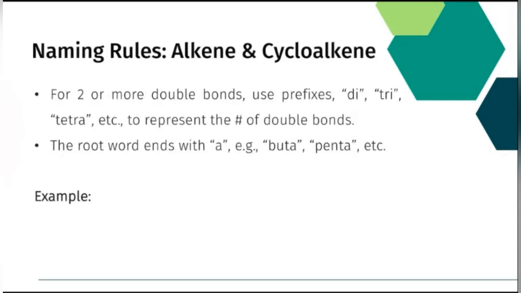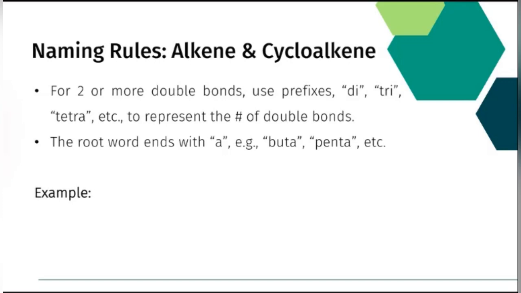Okay, another special rule: for two or more double bonds, use prefixes di, tri, tetra, etc. to represent the number of double bonds. So the root word ends with A. You will add a letter A to the root word. Example: buta, penta, etc. From our previous examples, our root word didn't have the letter A at the end. We usually say but or pent. But now, since in this case we have two or more double bonds, we will add A at the end of the root word.